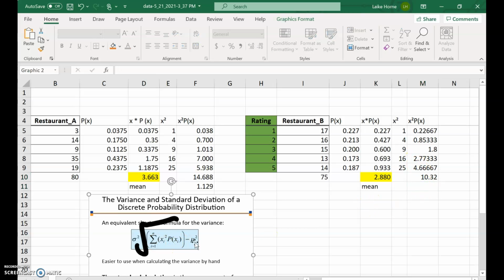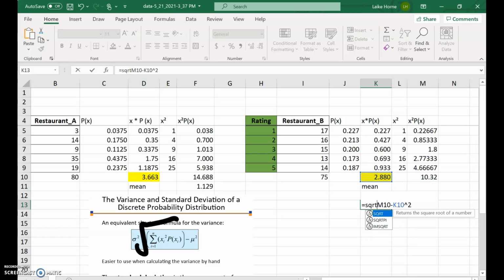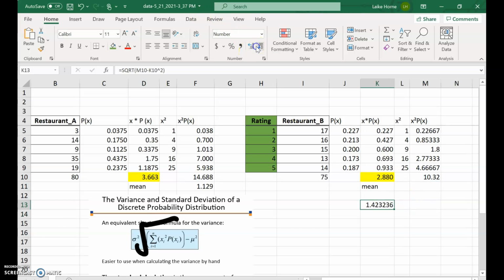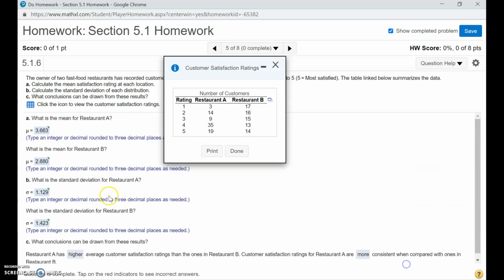Now remember, you take the sum, which is 10.32, you subtract the mean squared, so to the second power, and I want to take the square root of it because I want to get it all done. And then I'm going to round it to 3 decimal places. So I get 1.423.